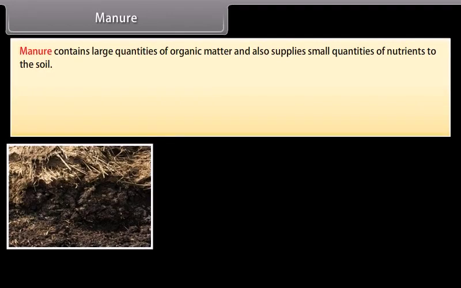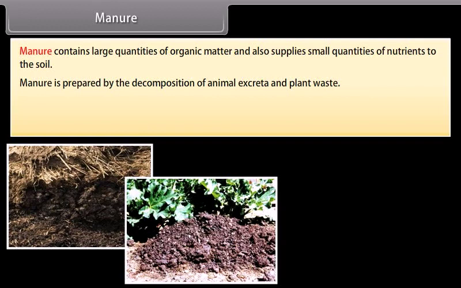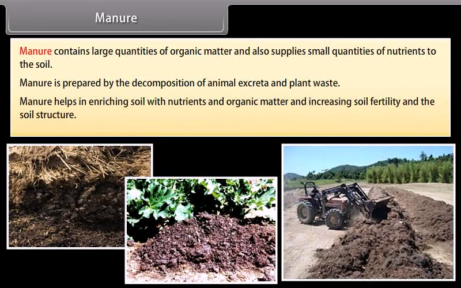Manure. Manure contains large quantities of organic matter and also supplies small quantities of nutrients to the soil. Manure is prepared by the decomposition of animal excreta and plant waste. Manure helps in enriching soil with nutrients and organic matter and increasing soil fertility and the soil structure.